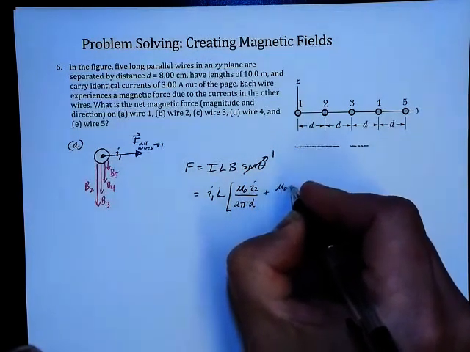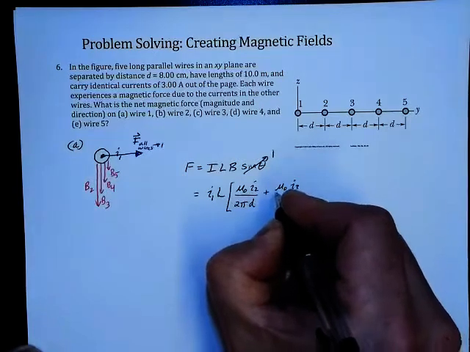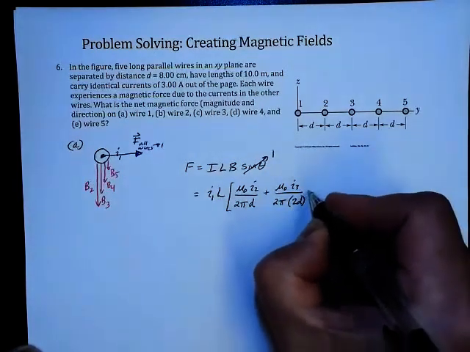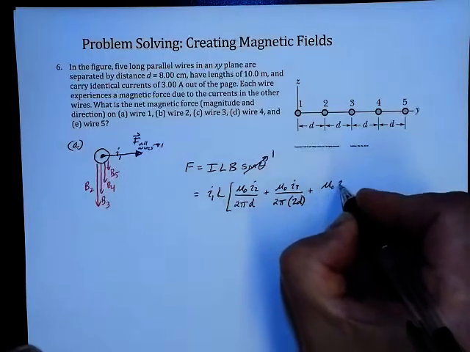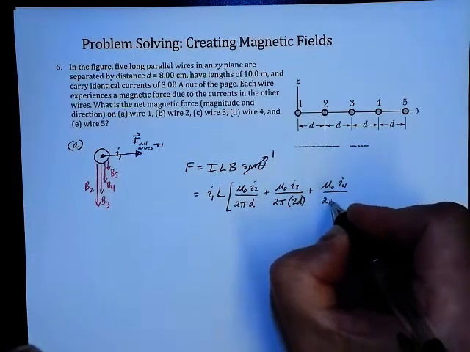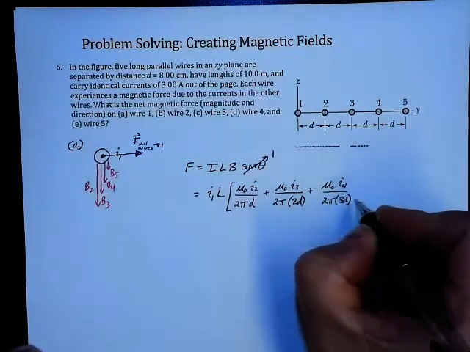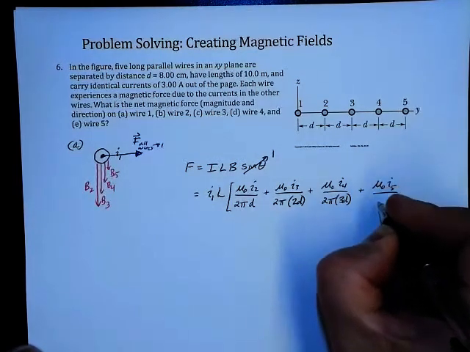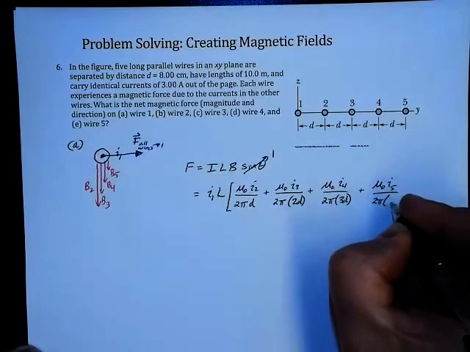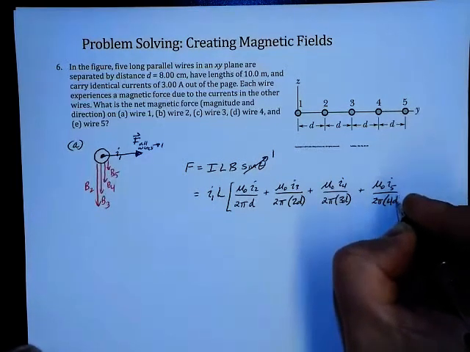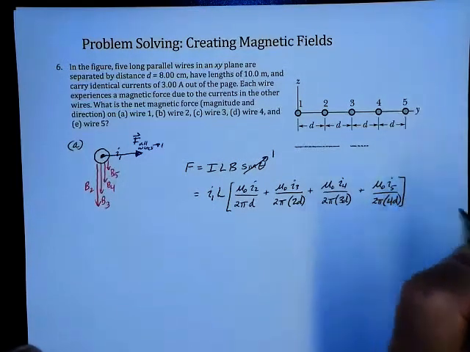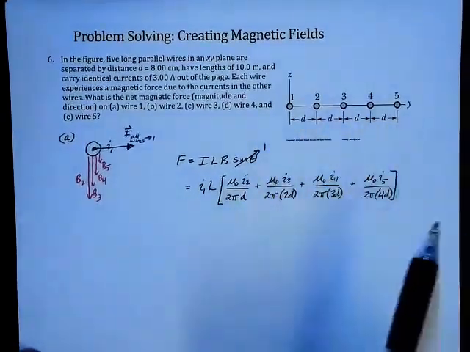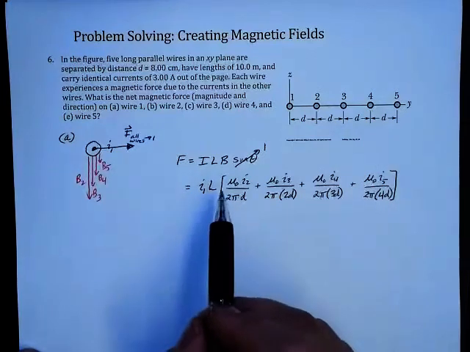I'm going to have a contribution from wire 3, and that's 2 pi, and the distance is 2d. Wire 4, mu 0 I4 over 2 pi, the distance is 3d. And wire 5, mu 0 I5 over 2 pi, and the distance is 4d. Now, this would be a super ugly problem if those currents were different or if those distances were different, but they're not, and we can take advantage of that.